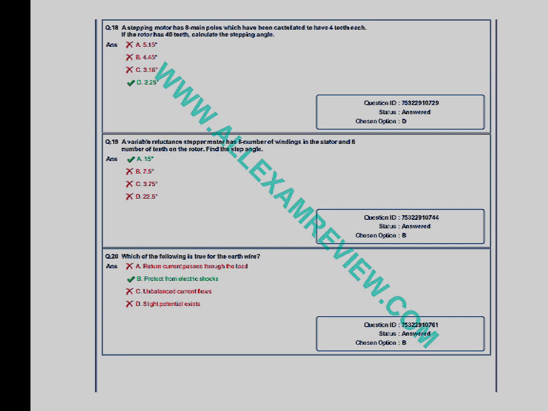Formula based. Another formula based question is stepping angle. A variable reluctance stepper motor has 8 number of winding of a stator and 6 number of teeth on the rotor. Find the step angle. Okay. Direct formula based question, 15 degree.